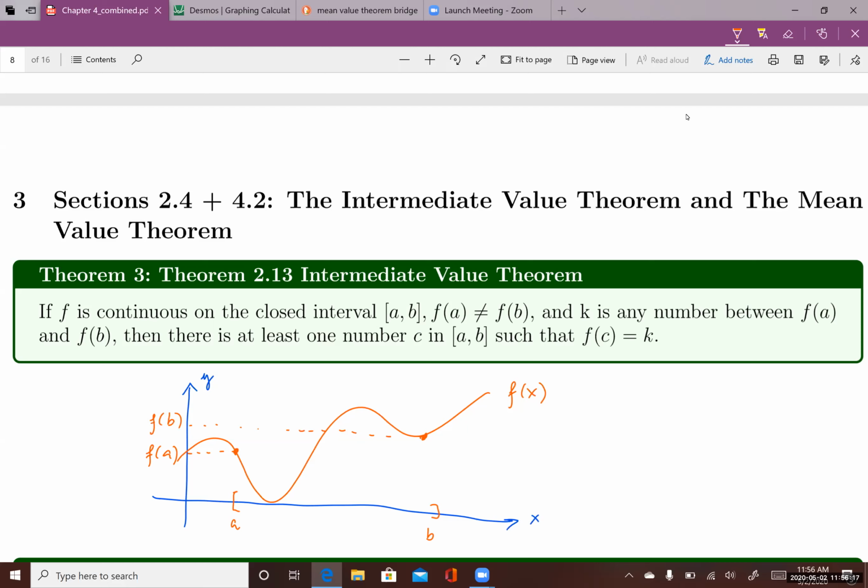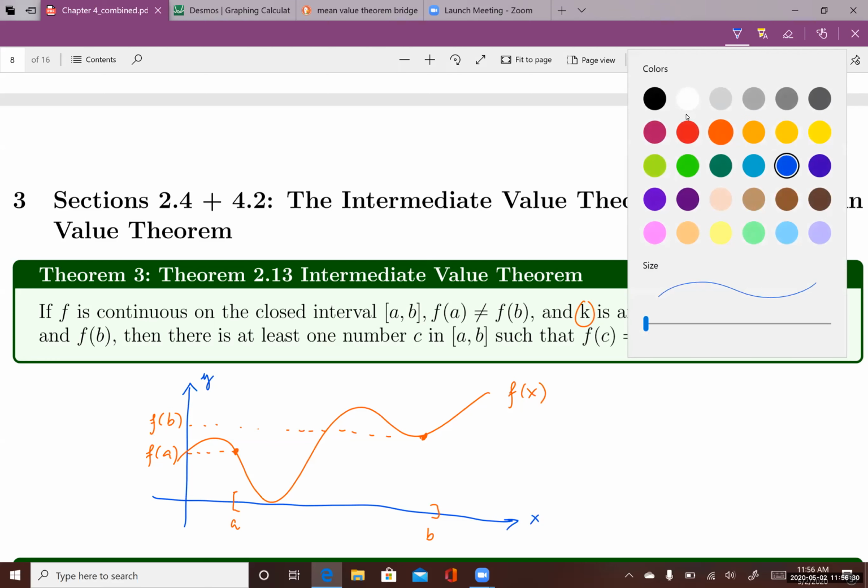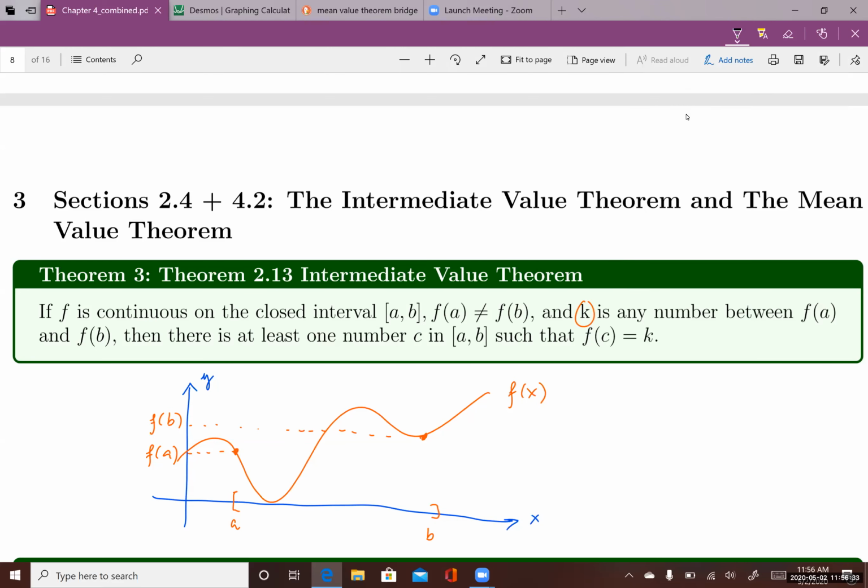They're not the same, right? And then k is any number between f of a and f of b. I just pick a random k in between f of a and f of b. This k right here. Then the theorem says that there's at least one number c, one value of x, c, in the interval from a to b, somewhere in between a and b, such that f of c equals k.